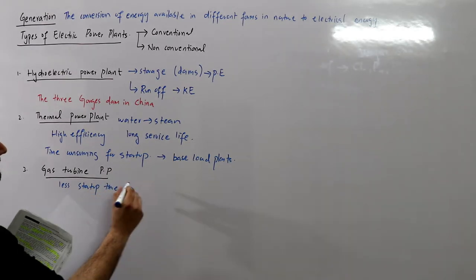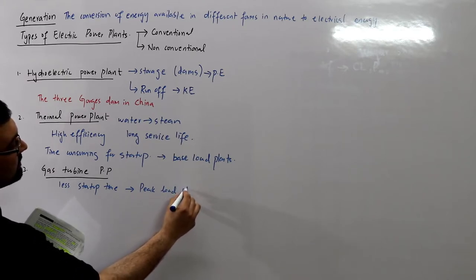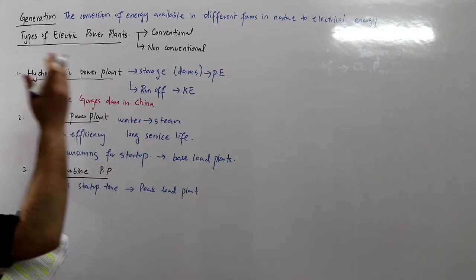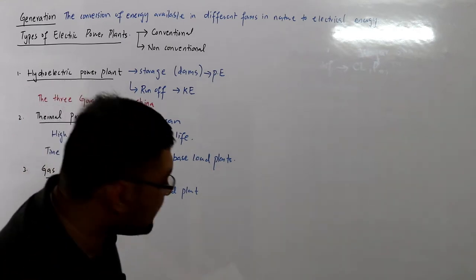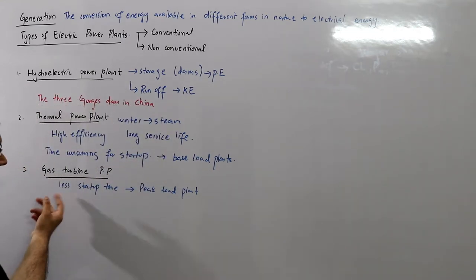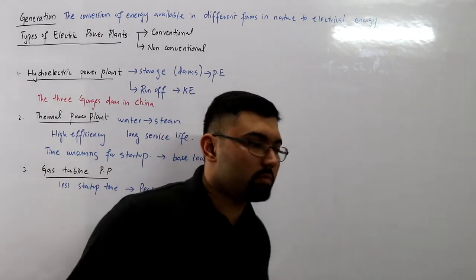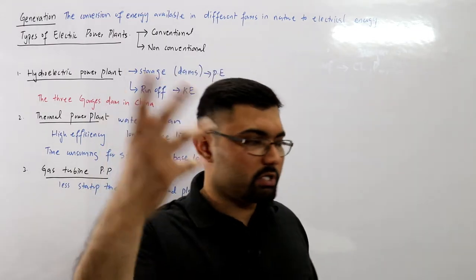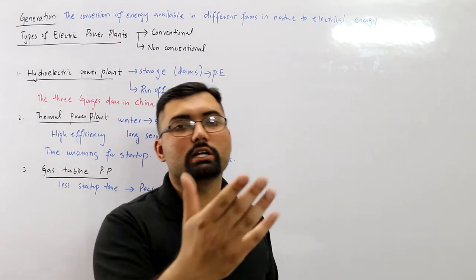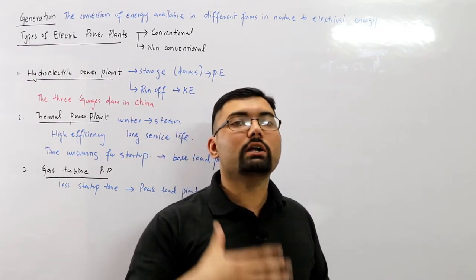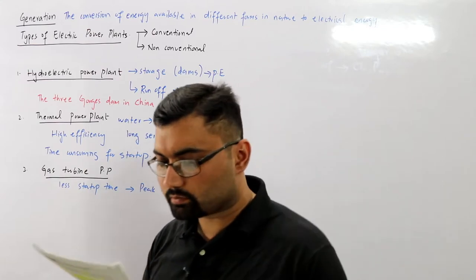So this is operated as a peak load plant. Now, what does peak load plant mean? When the load goes to the maximum, the peak, you need additional capacity, and that additional capacity is provided by the gas turbine. Why? Because it has a short startup time. You can turn it on within a short time. The load demand has increased, you need to bring a plant online quickly, and the gas turbine is here for you.